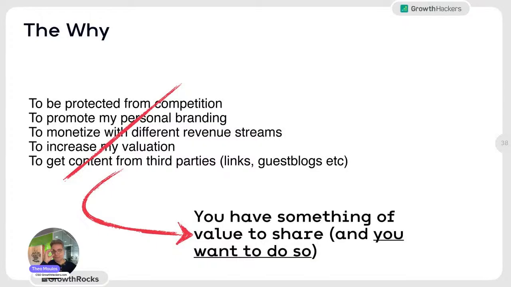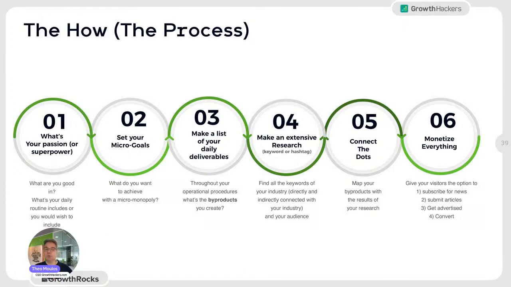So that said, it's quite important that you forget all the reasons why we typically do this: rankings, link building, valuation, all the typical non-romantic things. These shouldn't be the reason. If the reason is that you have something of value that you want to share with others, then micro-monopoly is your approach. Okay, now we have 6 steps to make sure that you implement an amazing micro-monopoly.